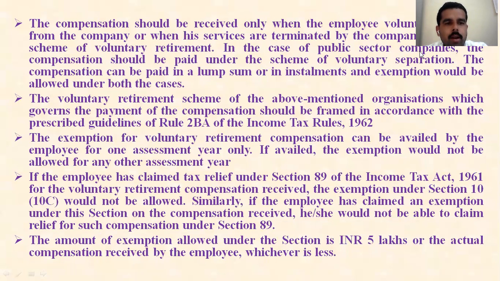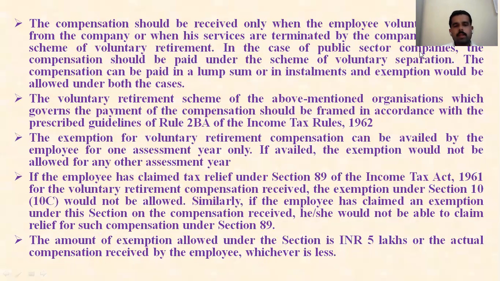Then the voluntary retirement scheme of the above mentioned organization which governs the payment of the compensation should be framed in accordance with the prescribed guidelines of Rule 2BA of the Income Tax Rules 1962. The exemption for voluntary retirement compensation can be availed by the employee for one assessment year only. If availed, the exemption would not be allowed for any other assessment year. Only for one assessment year it is applicable.